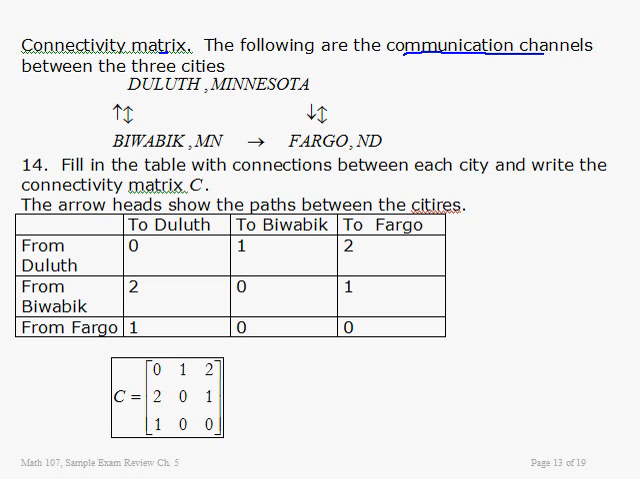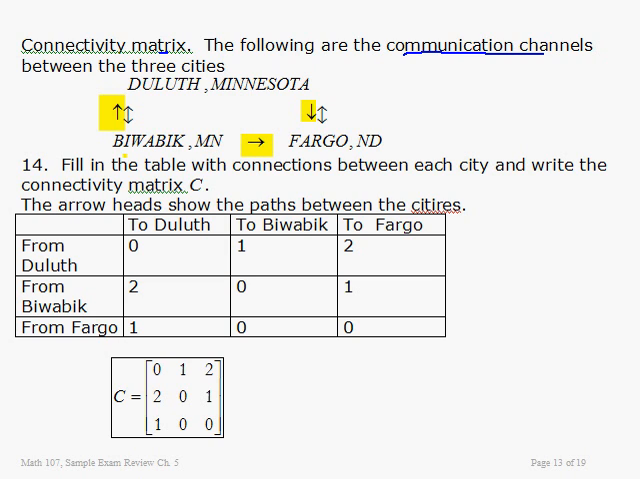What the arrows mean is the arrow points from the source to the destination. Say you're sending letters. Maybe sending letters is easier than microwave links. So if you send a letter from Biwabic to Duluth, this symbol right here shows that you have a path to send the letter from Biwabic to Duluth. Here you could send it from Duluth to Fargo. That's what that symbol means. Biwabic to Fargo. See that symbol? Alright, so from to. That's what the arrow means.